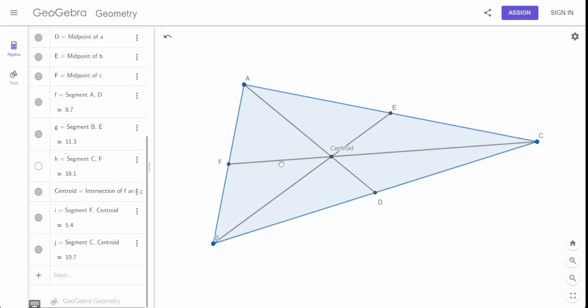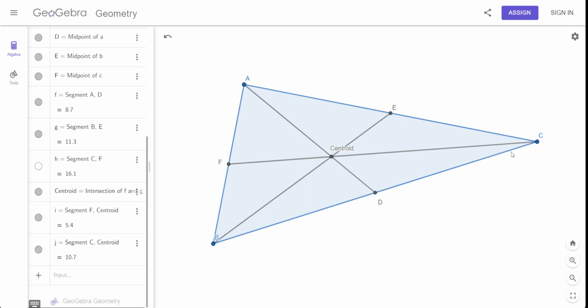So now look, I've got this. See how I got that line segment right there? That's from F to the centroid and then from C to the centroid. So I got those separated. It's not just one big line. And I'm doing that for a reason, because there's a relationship. Listen. There's a relationship between this from F to the centroid and from the centroid to C.